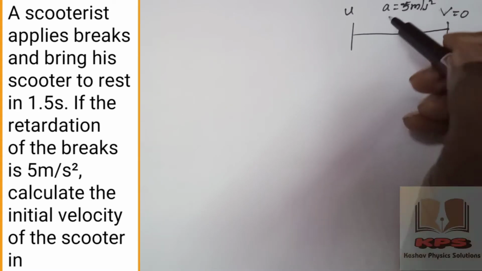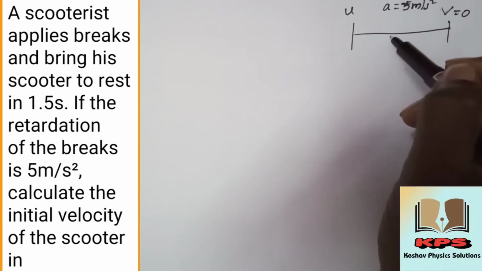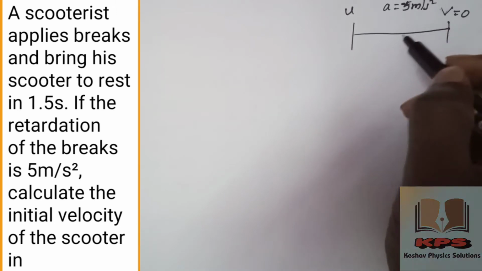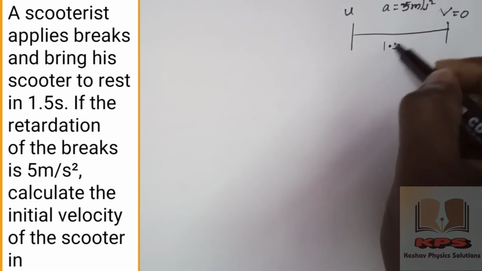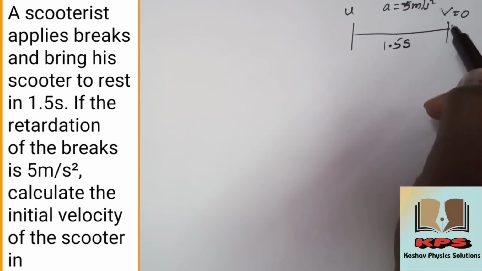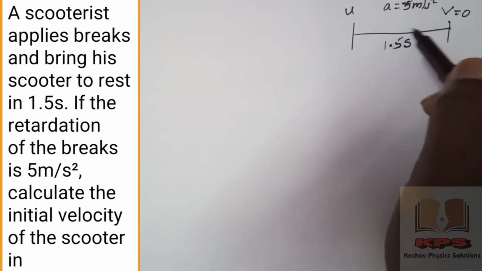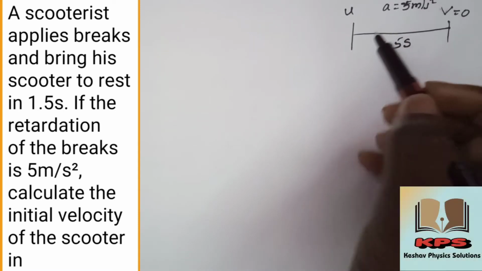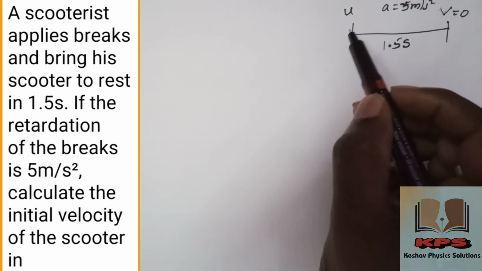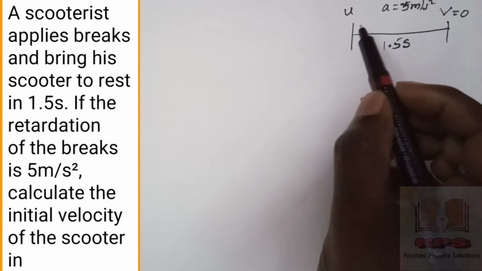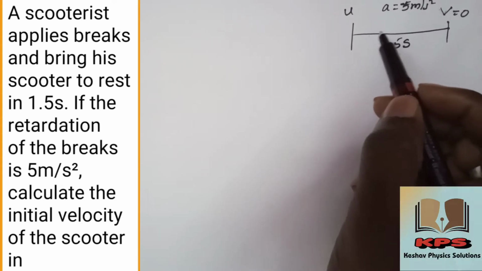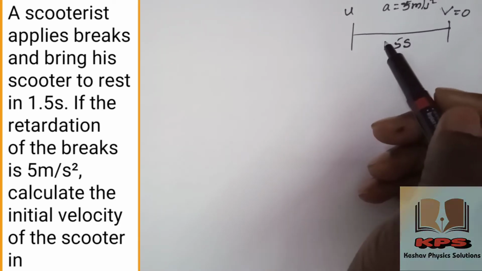Now, how much time is it taking to stop when he applies the brakes? From the given problem, they mentioned that 1.5 seconds is the time taken to stop the scooter. Means here, from this problem, we have to find the initial velocity of the scooter before applying the brakes.